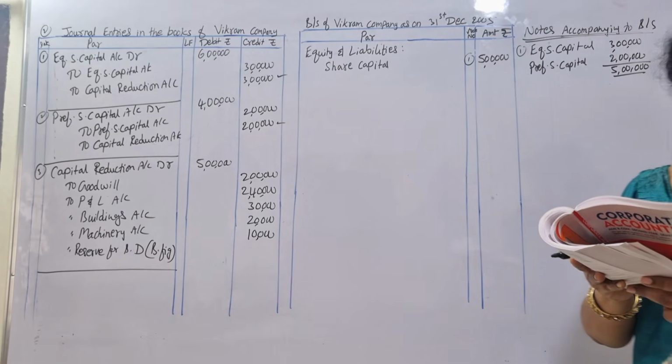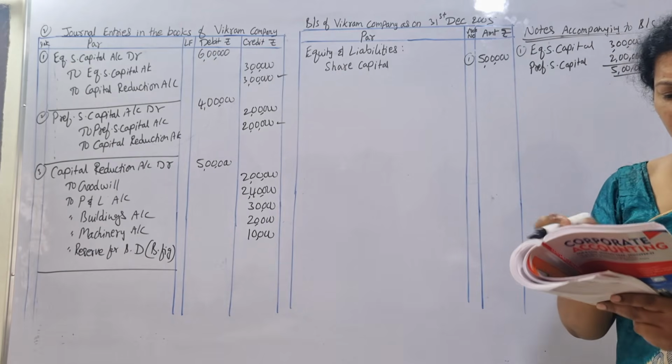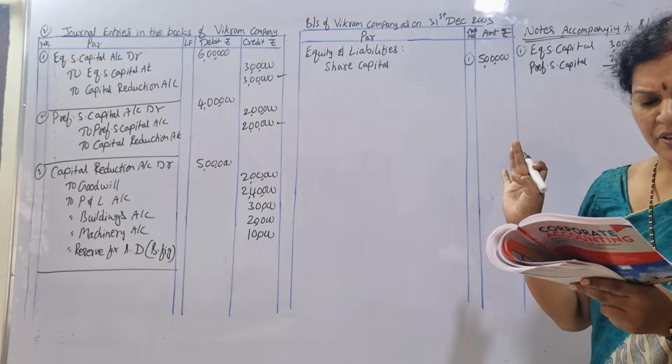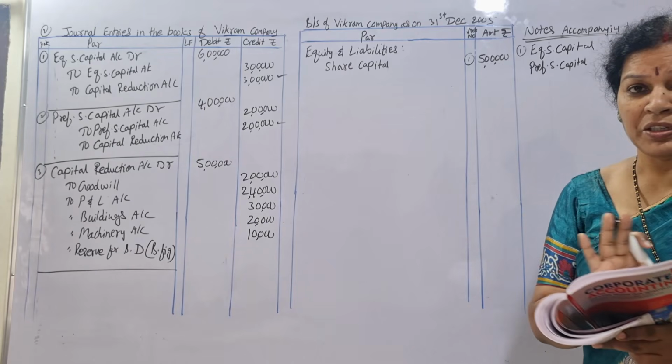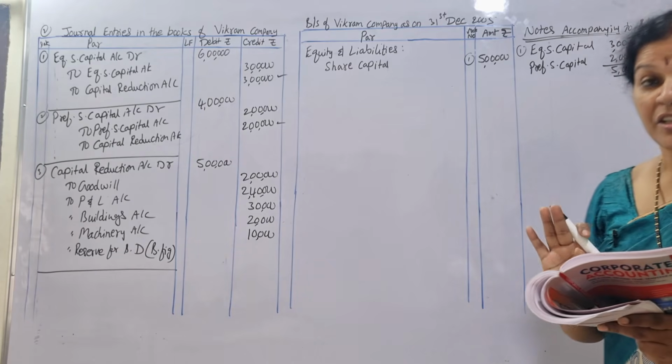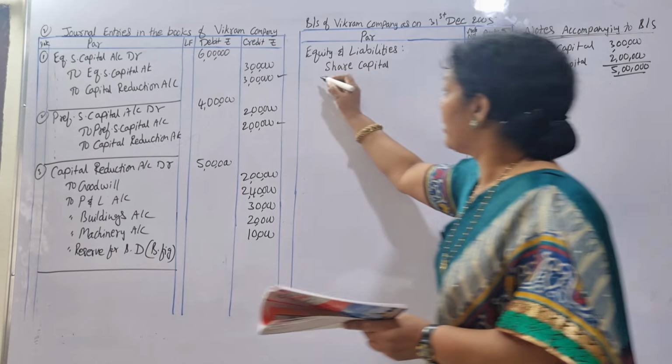So 5 lakh it is. Then after that, what else is this? Share capital, both we have written. Next, creditors. Creditors, we did not touch anything. It is as it is. Creditors, we can say it as a current liability.